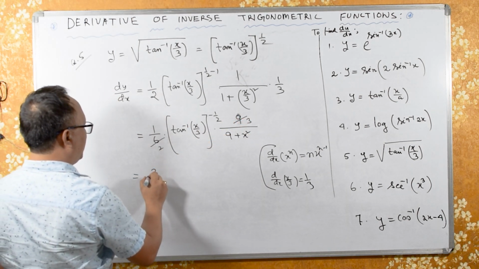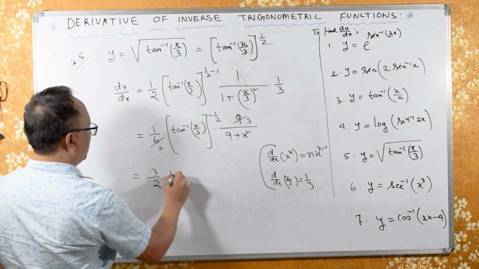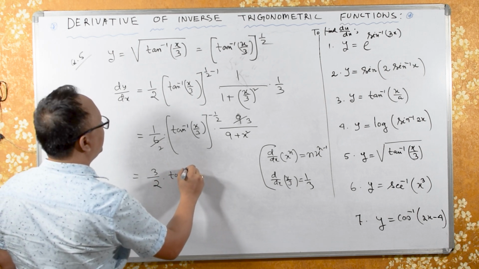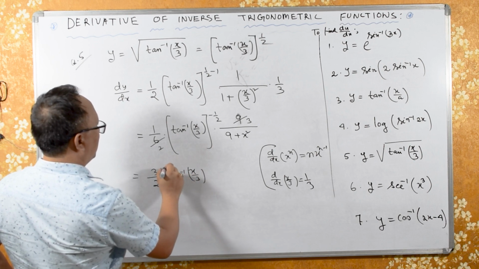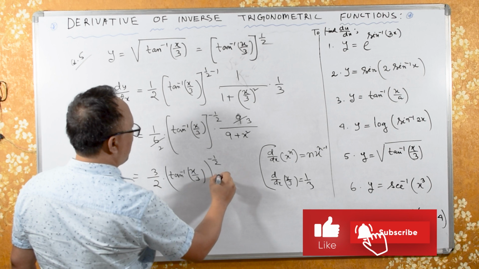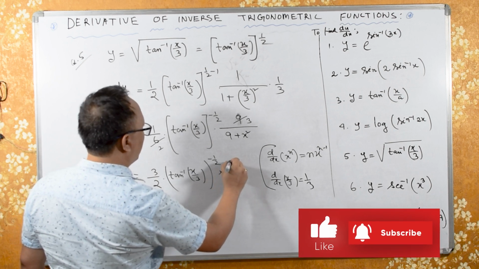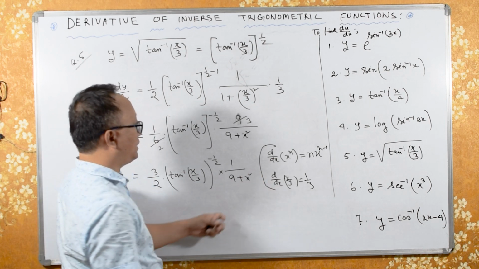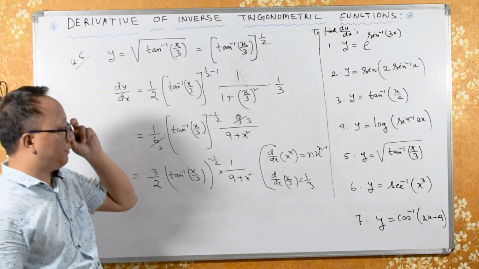Here 3 by 2 tan inverse x by 3 raised to minus half into 1 upon 9 plus x square. This is the required answer for 5. Okay.